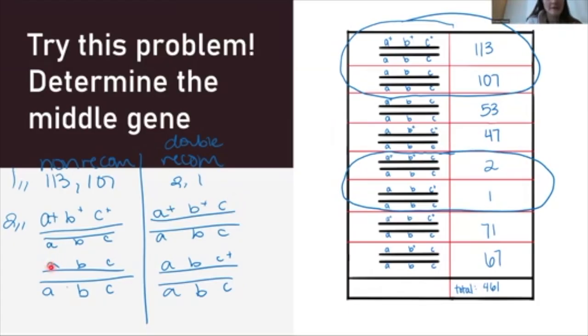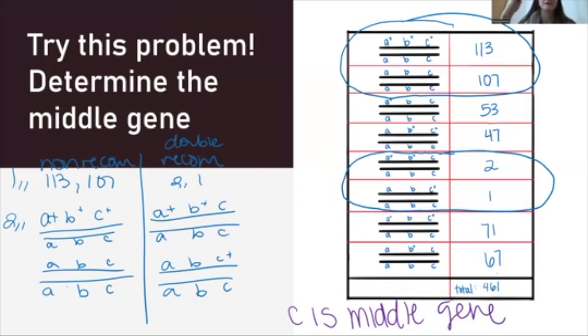I go to my other one, I have no plus, no plus, no plus, no plus, no plus, plus. So again, C is the odd one out. And that means that C is the middle gene. And the way that we found that is because first we compared it to the non-recombinants. We said C is different, and the ones that we compared are the ones that correspond to the lowest numbers in our diagram. That means the double crossover had to happen, and C is the one that's different. That must be the middle gene.